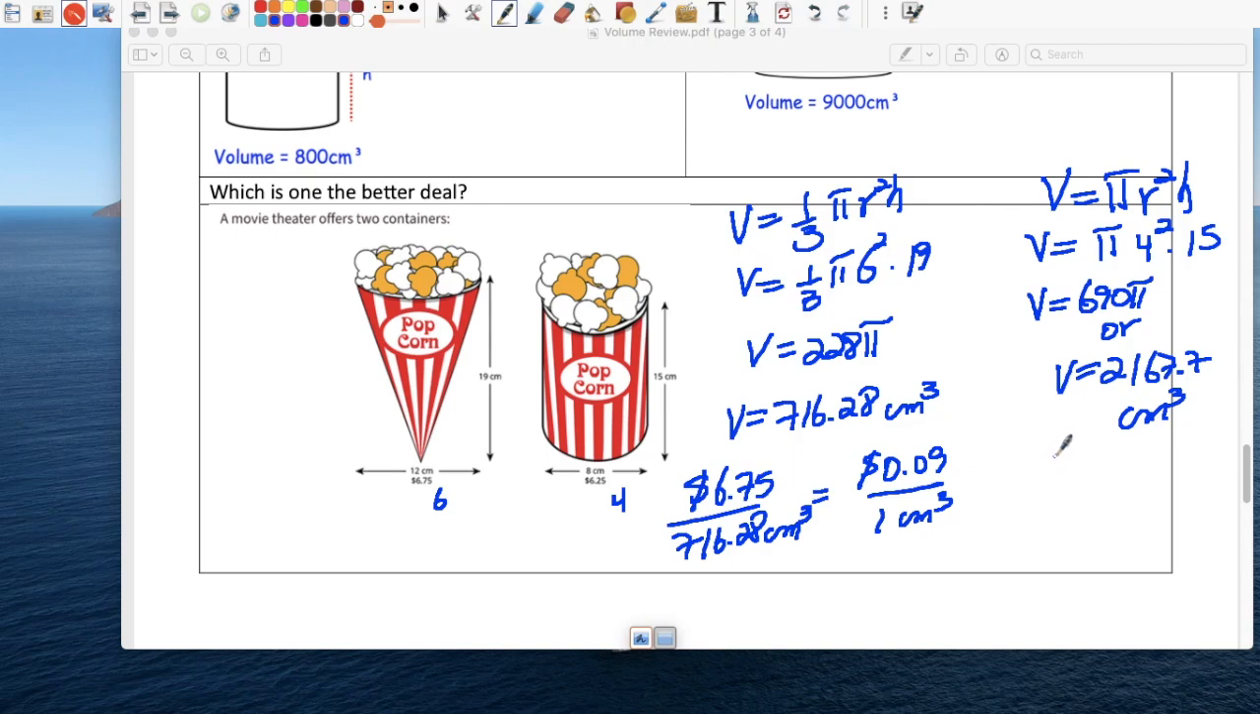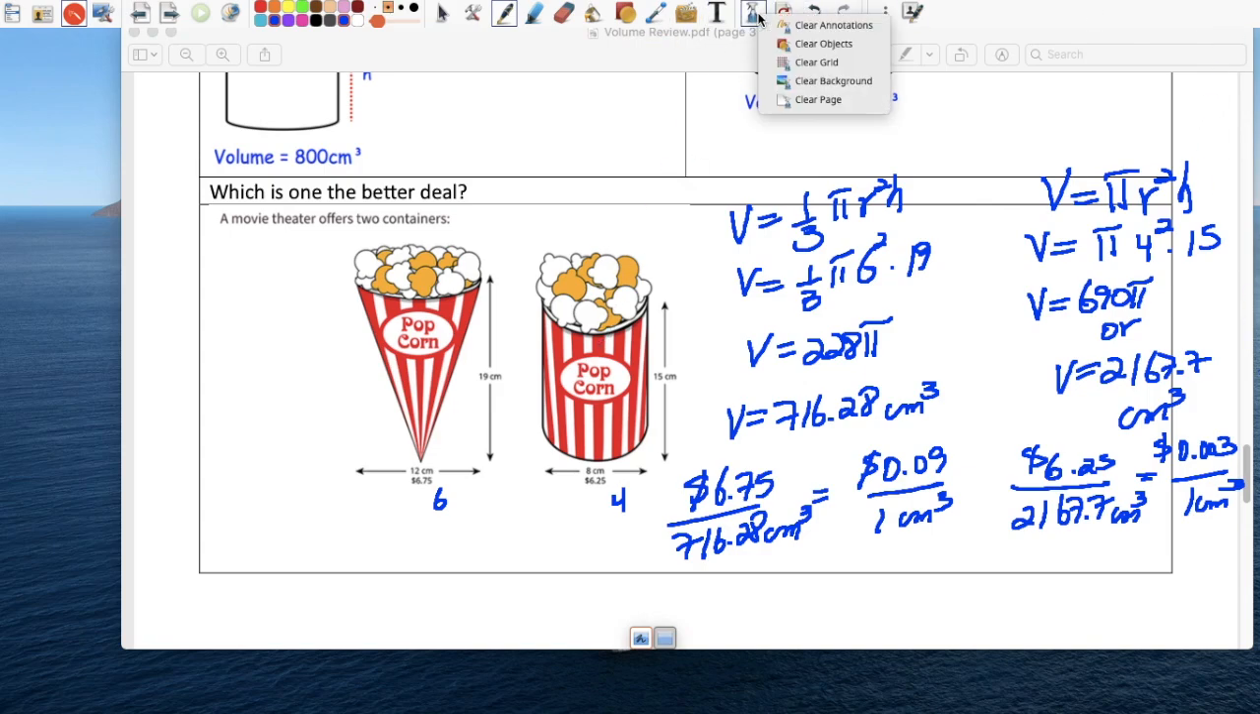Whereas this one is $6.25, and you get 2,167.7 centimeter cubes of popcorn, and 1 centimeter cube of popcorn will cost you 6.25 divided by 2,167.7. Wow, very, very cheap. 0.00, I'll round it, 3. So not even a penny. Okay, so you're much better off buying that.